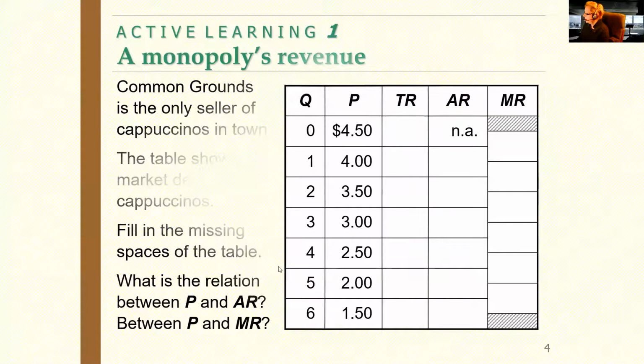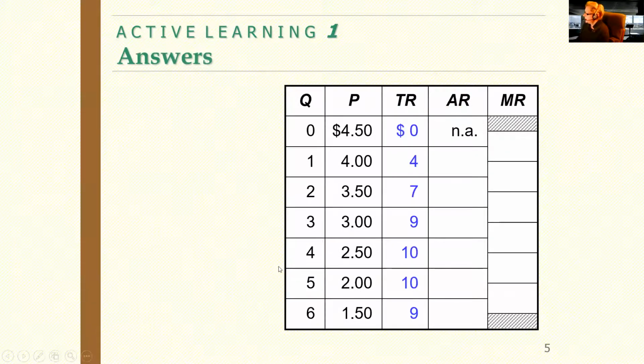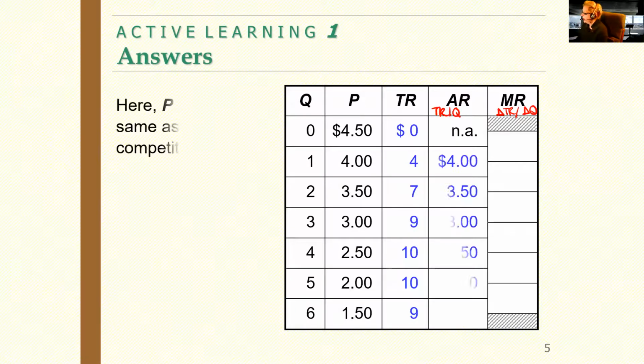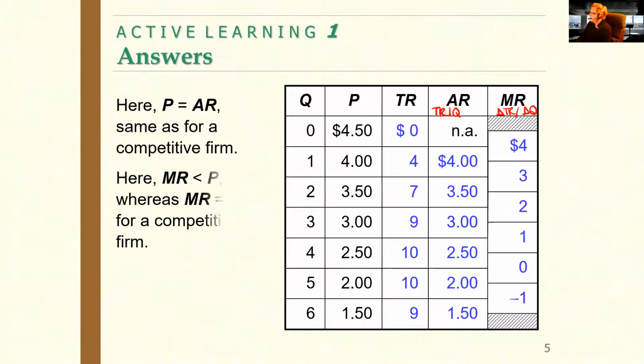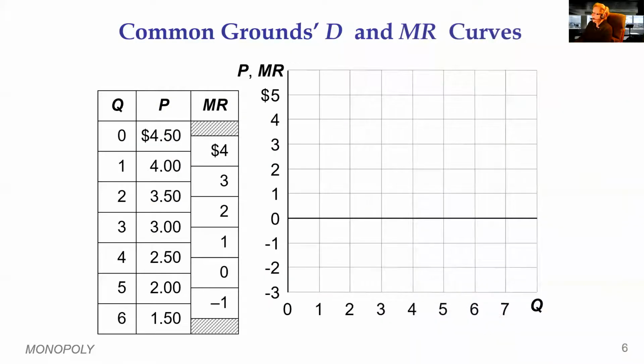Okay, so average revenue is just the total revenue divided by the quantity. Marginal revenue is the change in total revenue divided by the change in quantity. So let's go ahead and look at that. And notice that each of these variables are different. So price is different than average revenue, which will also be different than marginal revenue. Okay, so let's go ahead and graph this.